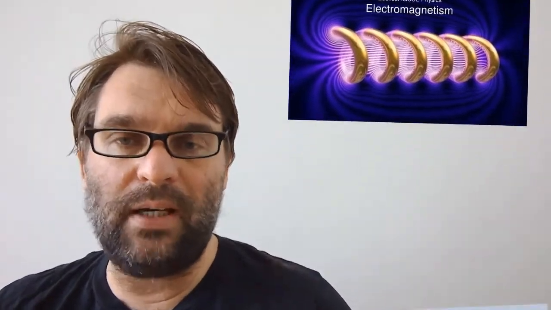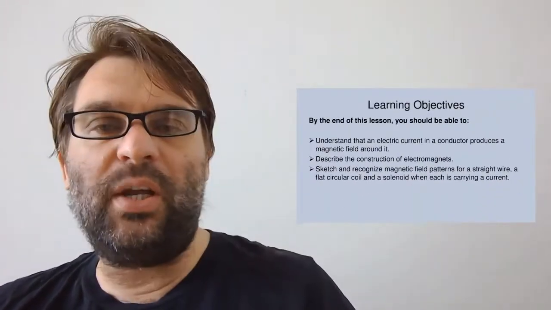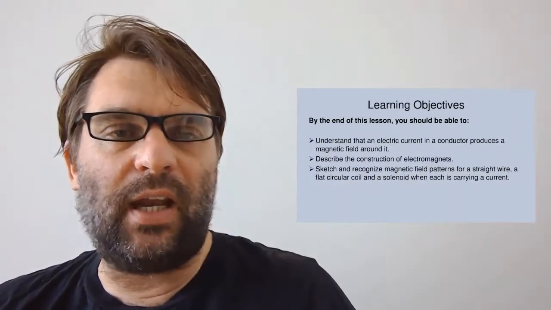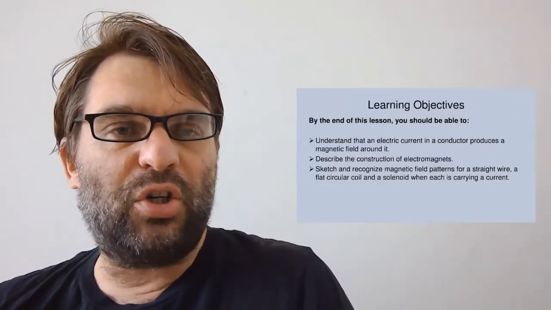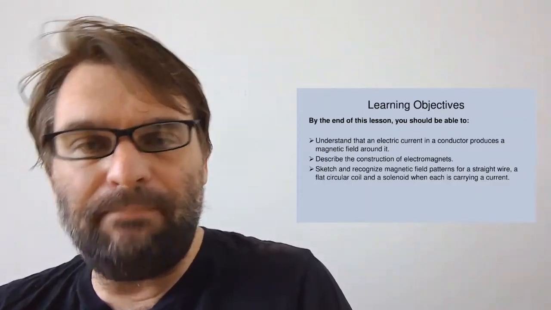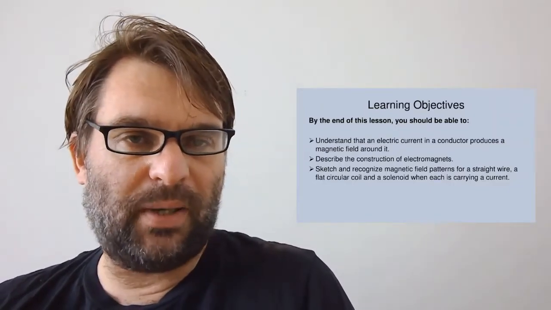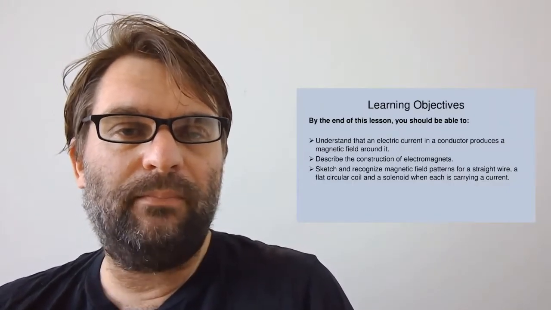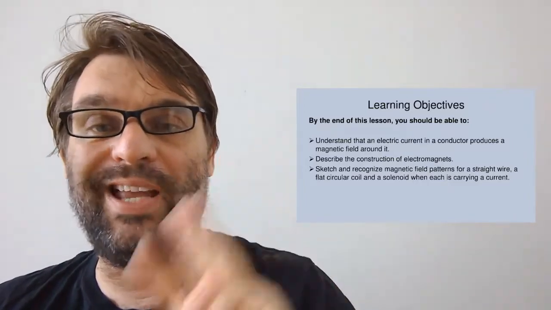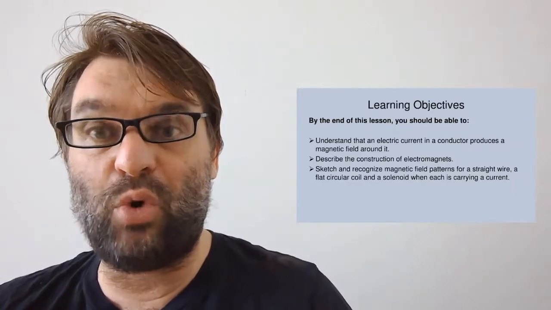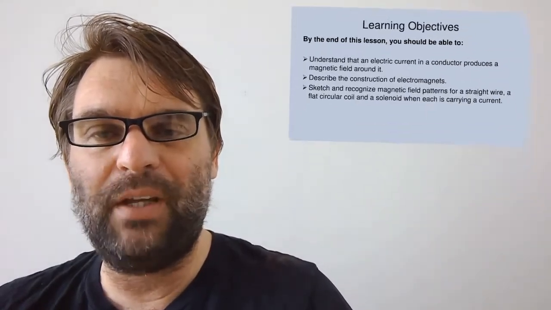So today's lesson is on electromagnetism. There are three learning objectives. Understand that an electric current in a conductor produces a magnetic field. Describe the construction of electromagnets. And then sketch and recognize the magnetic field patterns for a straight wire, which is the first one, a flat circular coil, and third, a solenoid. We have some right-hand rules with that.